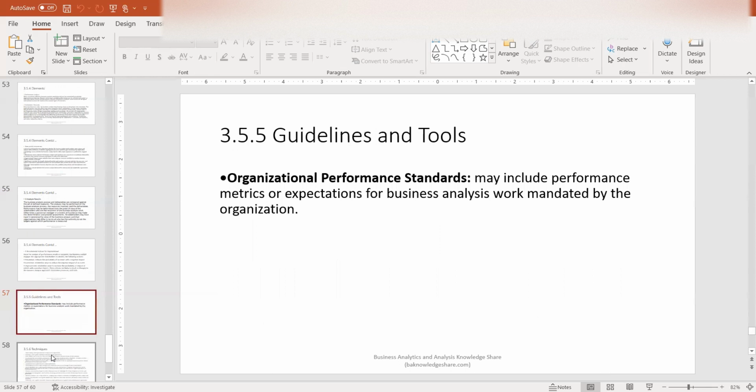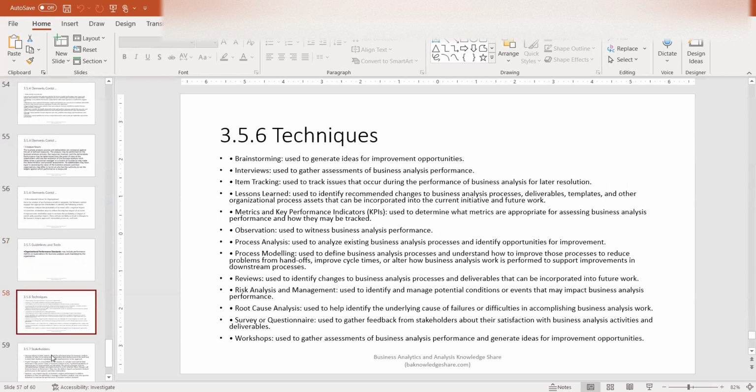Some of the guidelines and tools here are the organizational performance standards. So they may be like the center of excellence. That may include performance metrics or expectations for business analysis work. That's something to consider while evaluating Amanda's work.